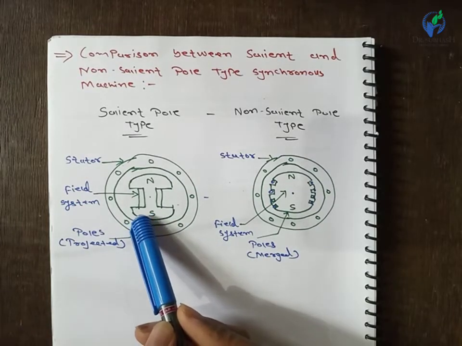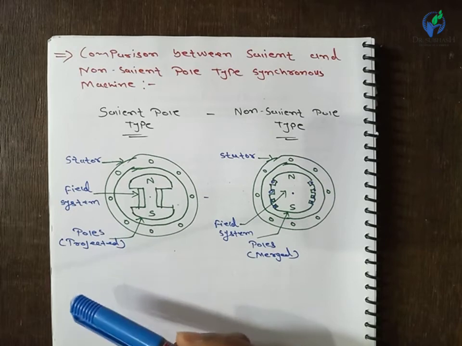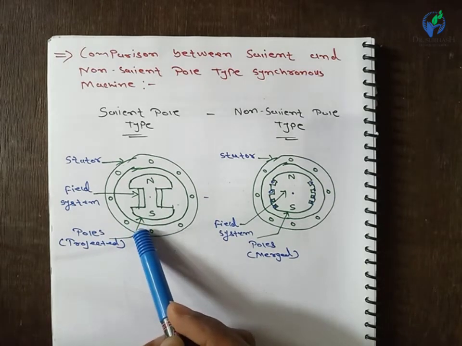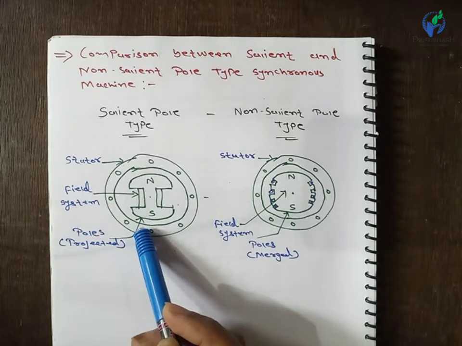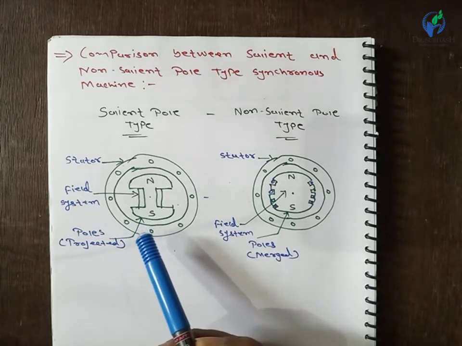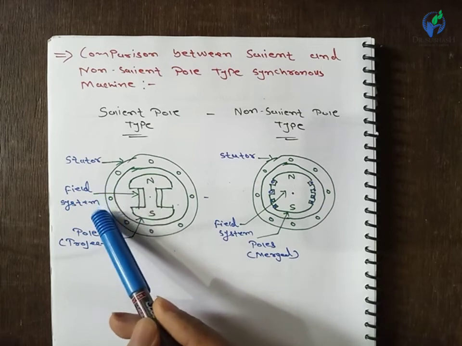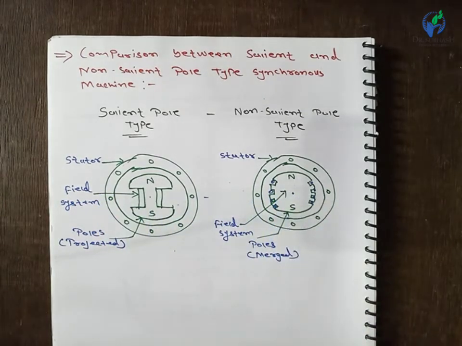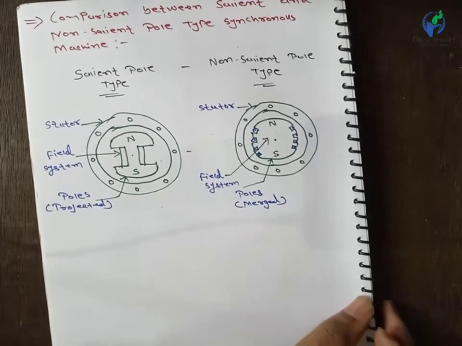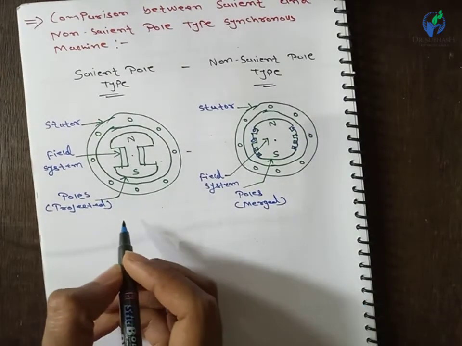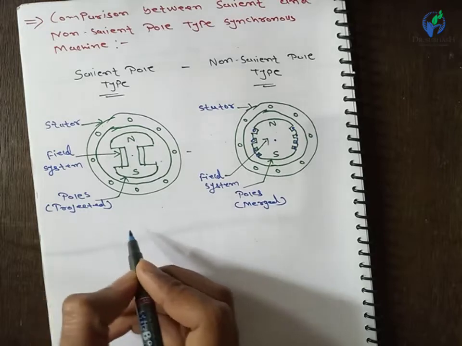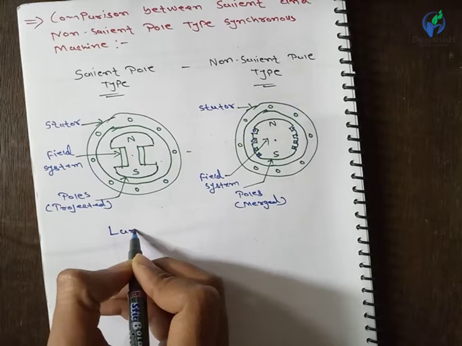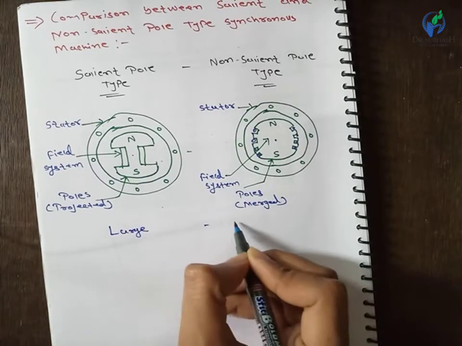In the salient pole type synchronous machine, when we consider the point of the diameter, there is a large diameter of the machine, while in the non-salient pole type machine there is a small diameter. So we can take a point on the diameter basis: here there is a large diameter, and here there is a small diameter.